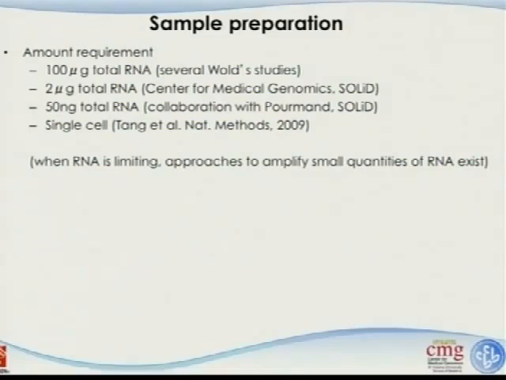And the first study was published by Barbara Wold's group, and I'm going to introduce that study in a couple of slides. And they used 100 microgram of total RNA. That's a lot of total RNA, right? But that is for the technology development part, which is fine. And for most of our applications, especially in the Center for Medical Genomics here and the genetics part of it, we are having SOLiD sequencing, and we are working very comfortably with anything larger than 2 microgram. Am I right? Am I still right? No. Okay.